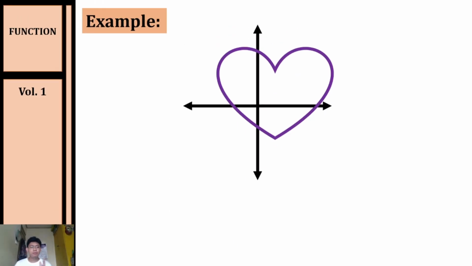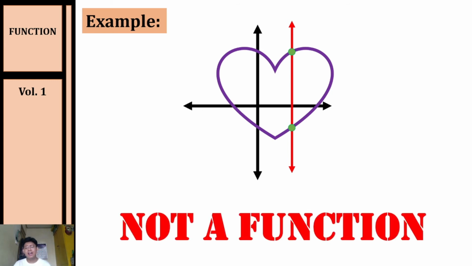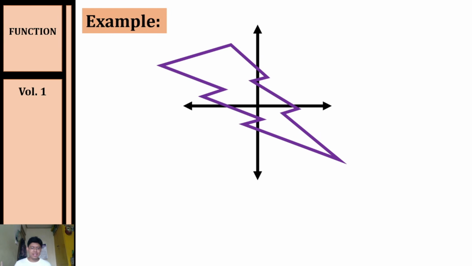So for example, we're given this graph and let's identify if this is a function or not. So let's draw a vertical line and count the number of intersections. So we have 2 points of intersection. Therefore, this graph is not a function. Okay, let's have another example.